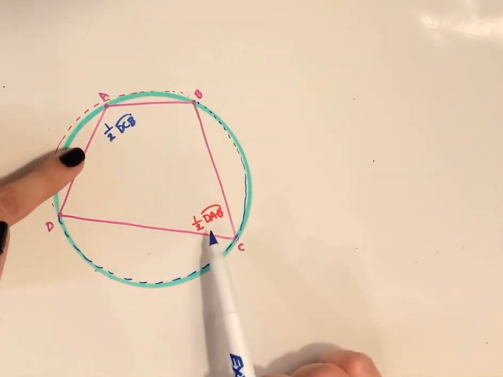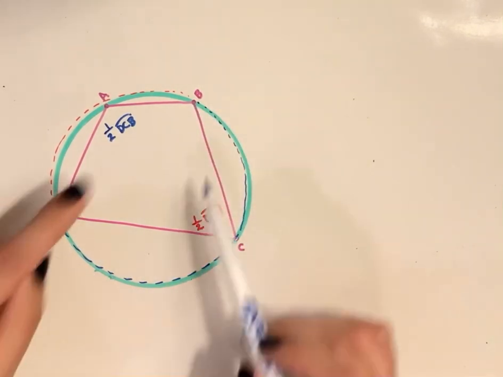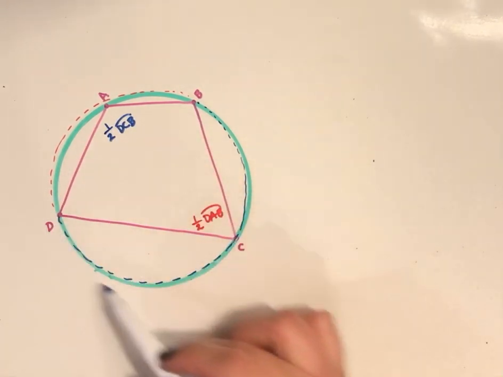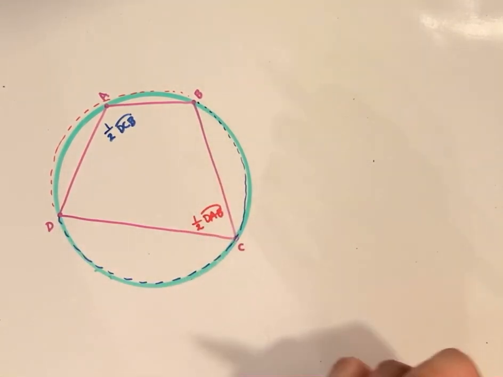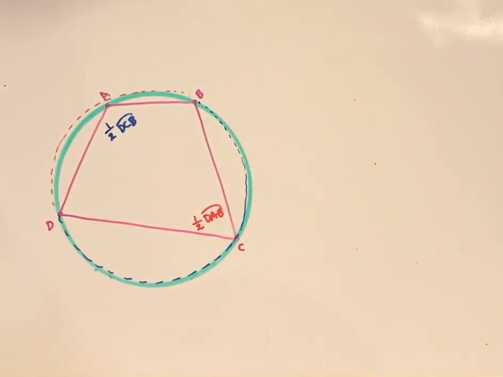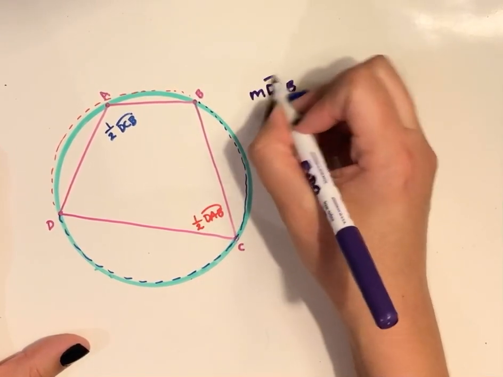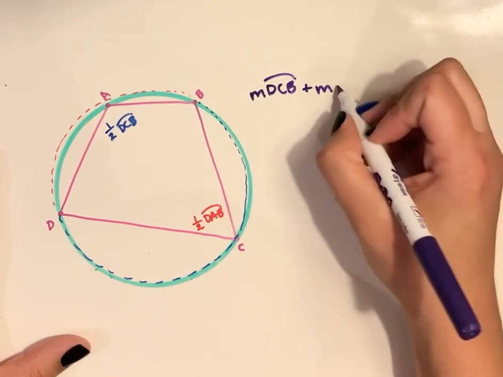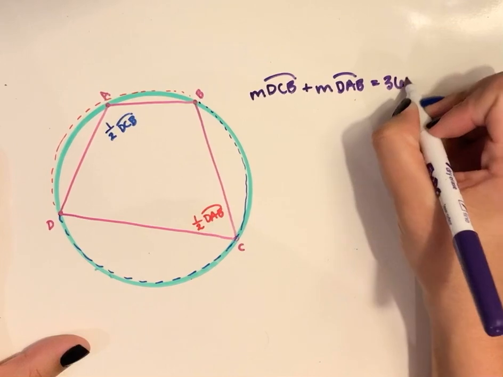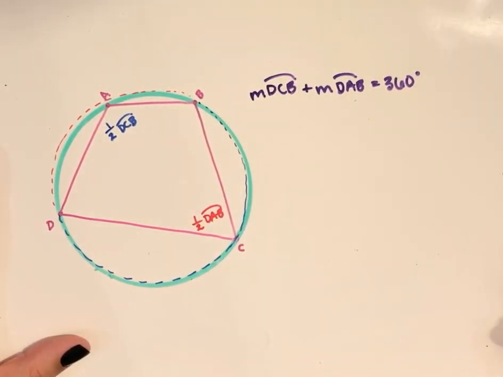If you look at those two arcs together, the one that I outlined with the red dots and the blue dots, together they create the entire circle. All the way around a circle is an arc measure of 360 degrees. So that means that the measure of arc DCB plus the measure of arc DAB has to be 360 degrees because together they're creating this entire green circle.